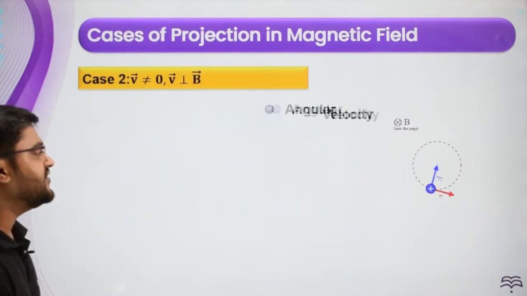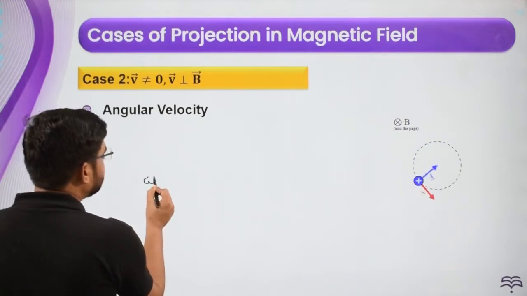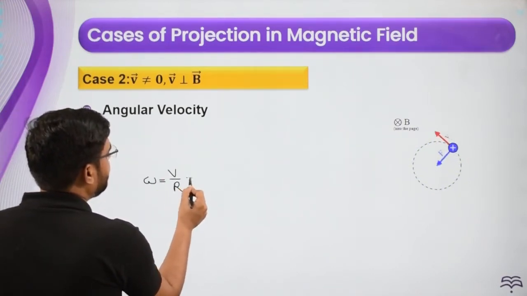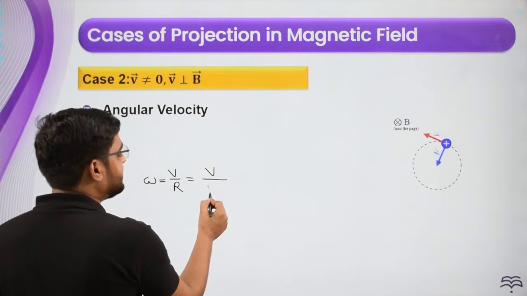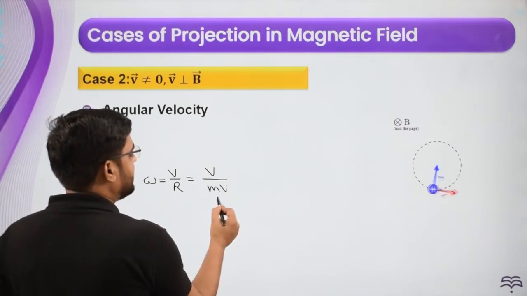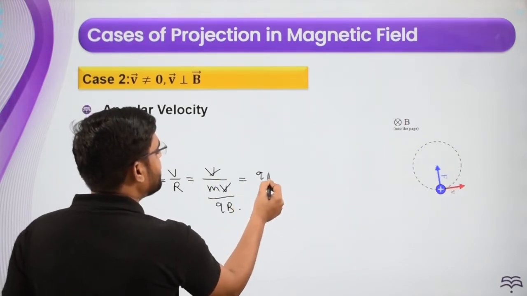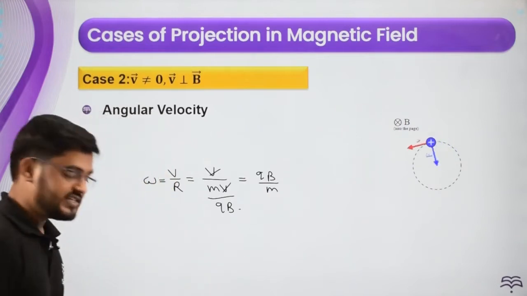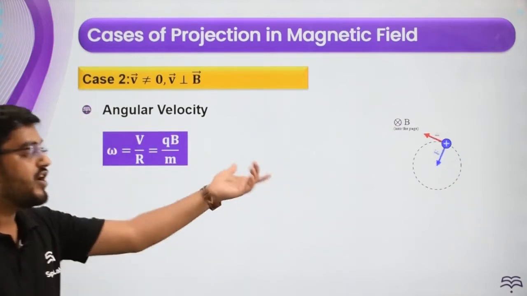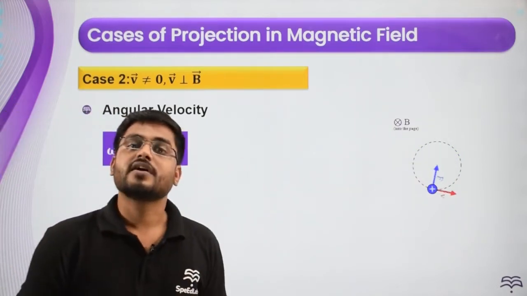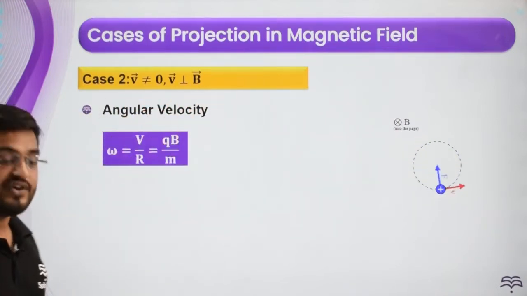Now, the next parameter which we are going to do is angular velocity. So angular velocity omega is V by R. And V is, let's say, speed. And what about radius? We just derived an expression for this, mv by qB. So this qB will go in the numerator and v will cancel out and we'll get qB by m. So this is my angular velocity, qB by m. So angular velocity is given by qB by m for this particle which is performing circular motion because it had entered a magnetic field where its velocity was perpendicular to the magnetic field.